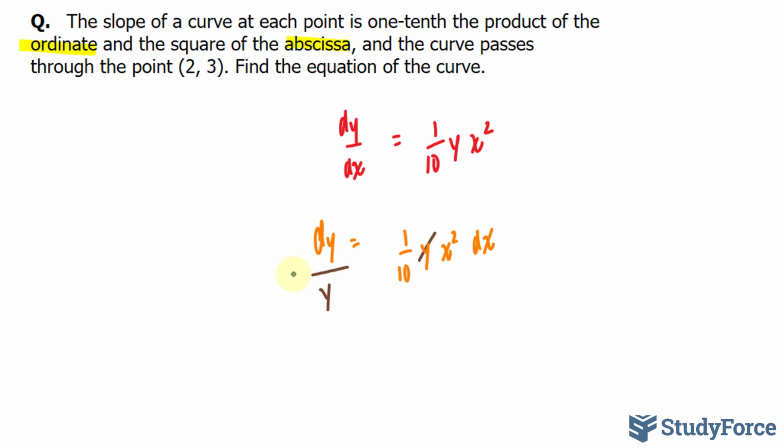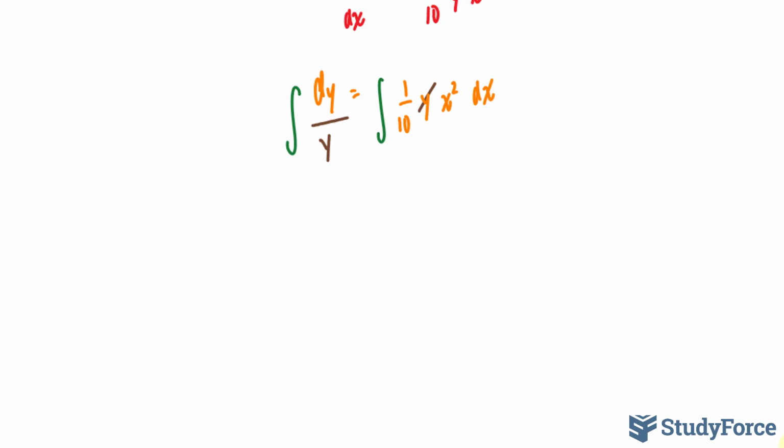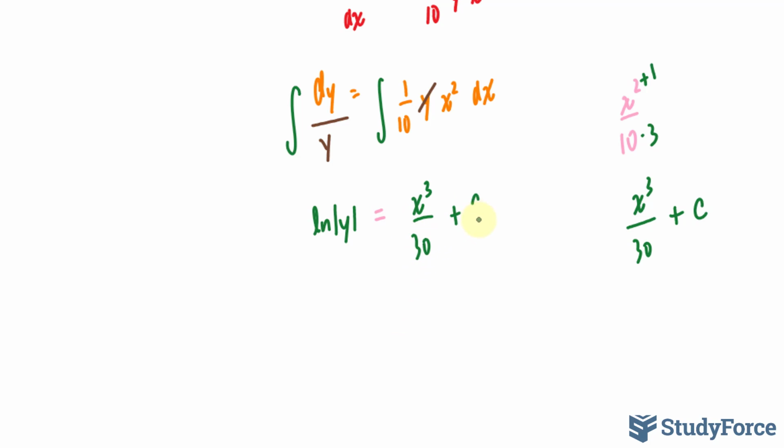This means that we're ready to find the integral. So I'll find the integral of the left side and the right side. The left side isn't hard. We have the function 1 over y. 1 over y integrates into ln absolute of y. Moving on to the right side, we have to integrate the function x to the power of 2 over 10 with respect to x. So I'll add 1 to the exponent, and we'll divide the expression by its sum. So I have 3 times 10, and we end up with x to the power of 3 over 30 plus c.